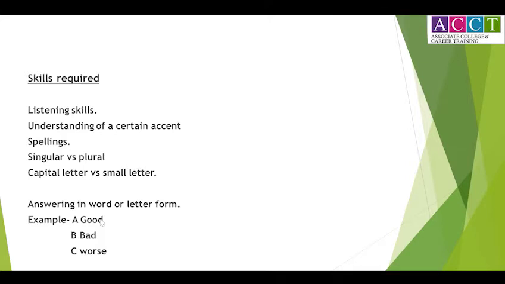Now if the question instruction asks you to transfer the answer in letter form, that means in your question block or boxes, you have to write your answers as A, B, or C, not as the words, that is good, bad, or worse, right? So just make sure of it, and make sure that you are scanning through the instructions really, really carefully.